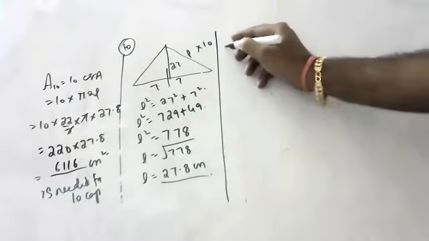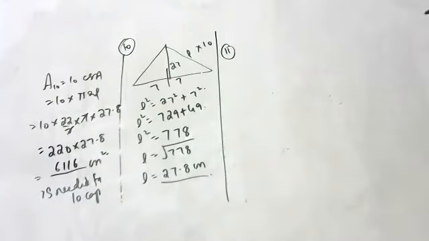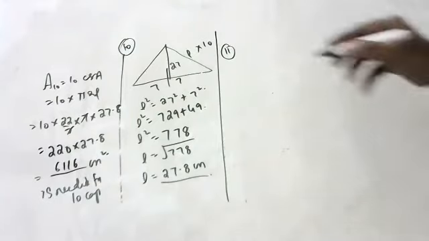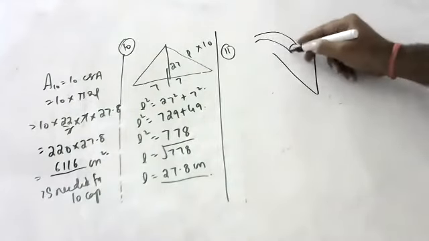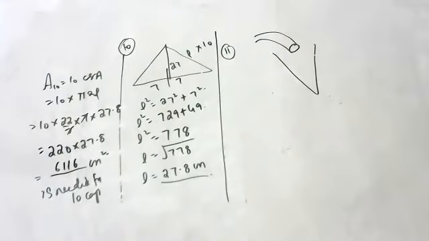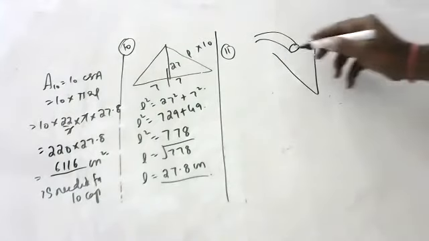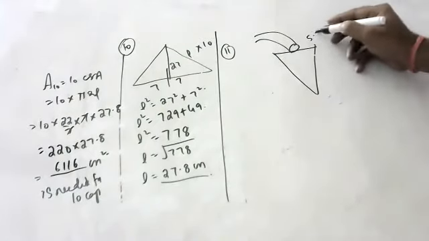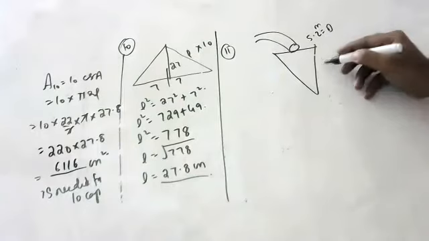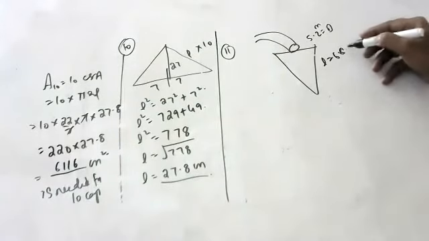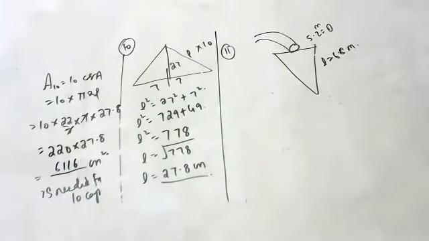Okay, next, 11th question. Children, water is pouring into a conical vessel of diameter 5.2 meters. The diameter is 5.2 meters, okay, and the slant height is 6.8 meters as shown in the figure.